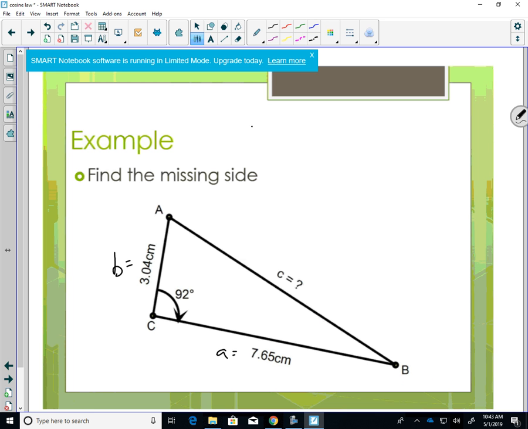So I'm going to write, this is the c squared version. c squared is equal to the other 2 sides, a squared plus b squared, minus 2ab times the cosine of c. And I really think it would help to write the formula.